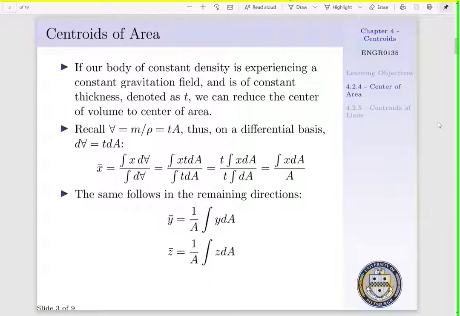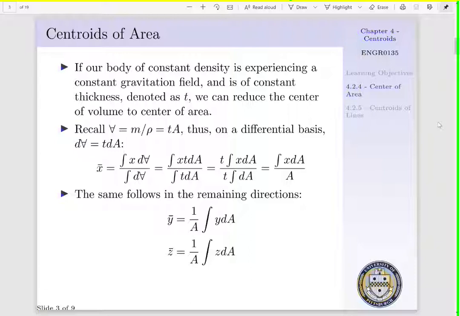Now, for us to begin, we're going to talk about centroids of an area. If our body is of constant density, and our body is experiencing a constant body force, i.e. a constant gravitational field, and our body is also of constant thickness, where thickness is denoted as the variable t, we can reduce our center of volume equation to a center of area.